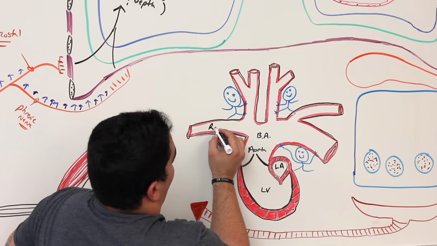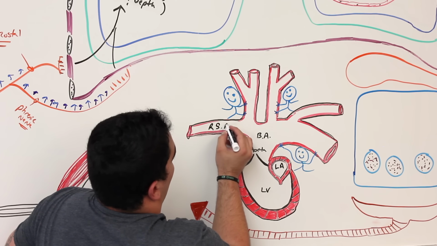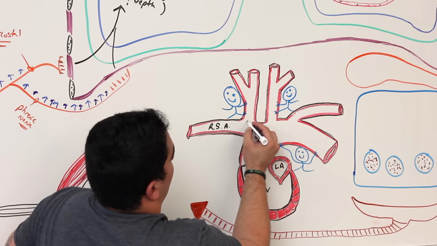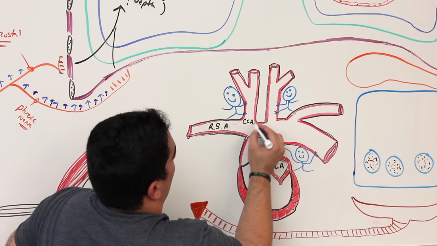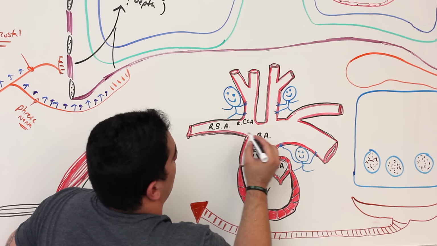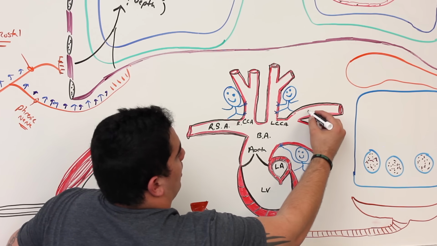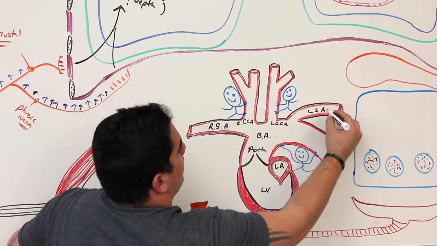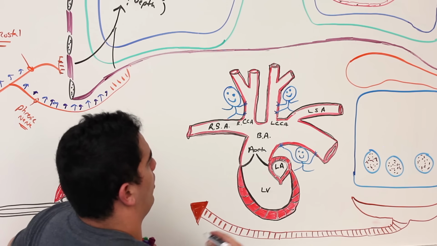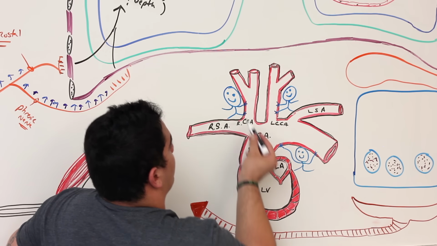It goes into the right subclavian artery. And then it goes into the common carotid artery, and this would be the right one. This is the left common carotid artery. And then this is the left subclavian artery. And then again, it'll go down to the descending aorta. Then the right common carotid artery will come up here and split.